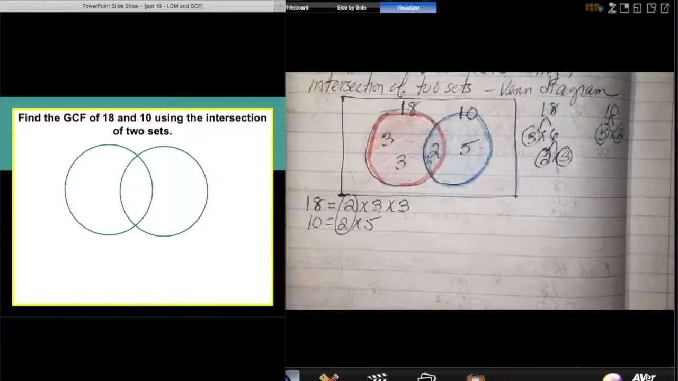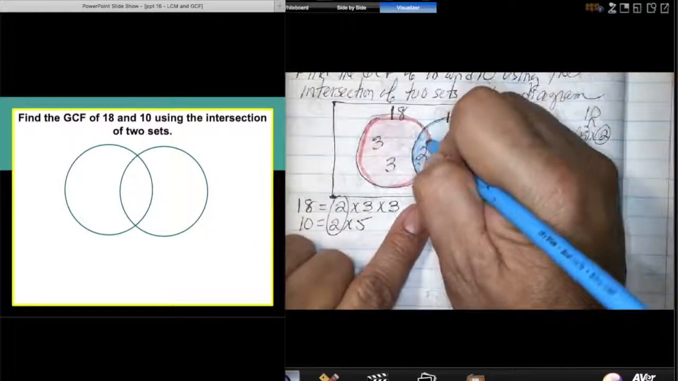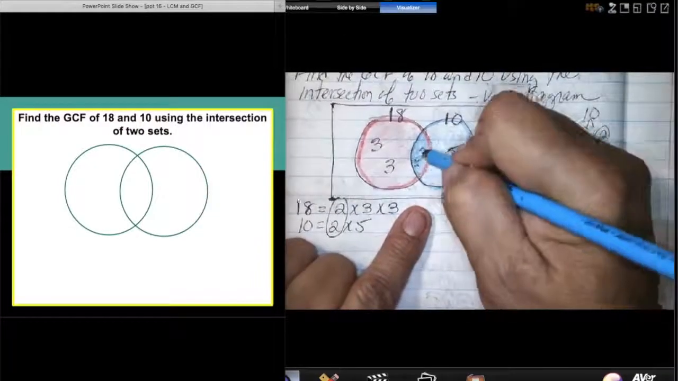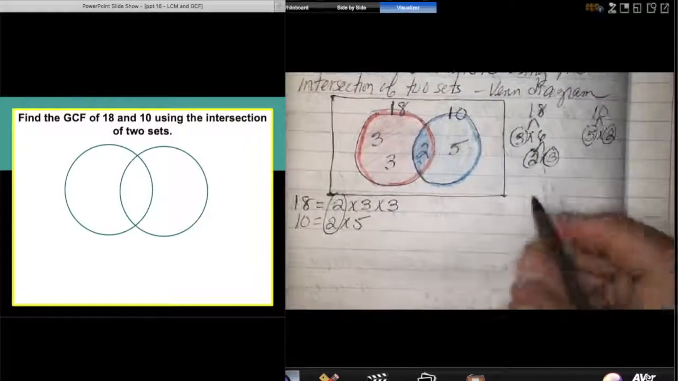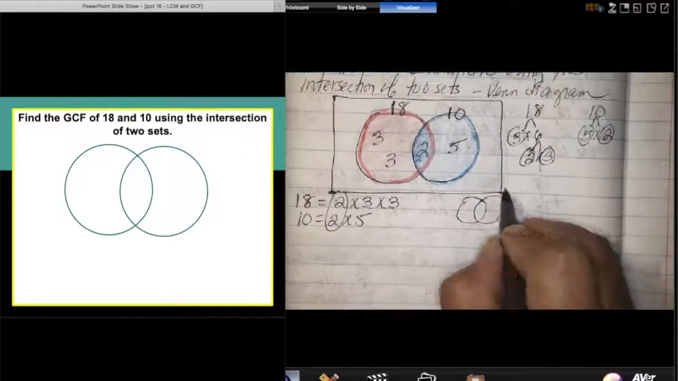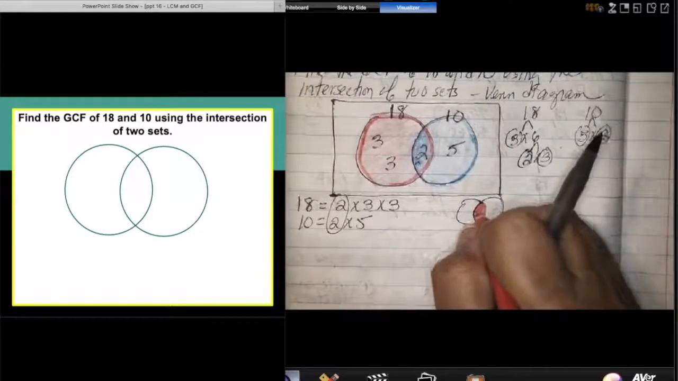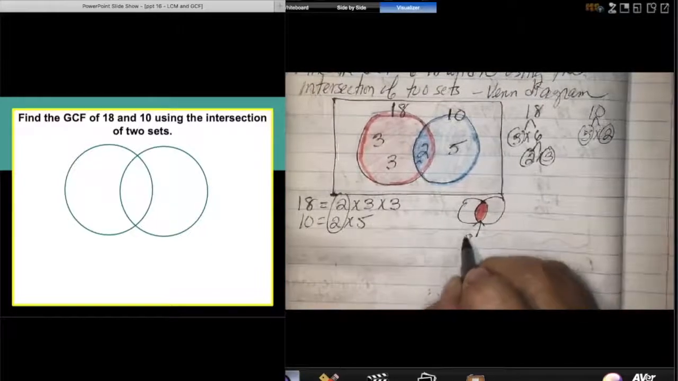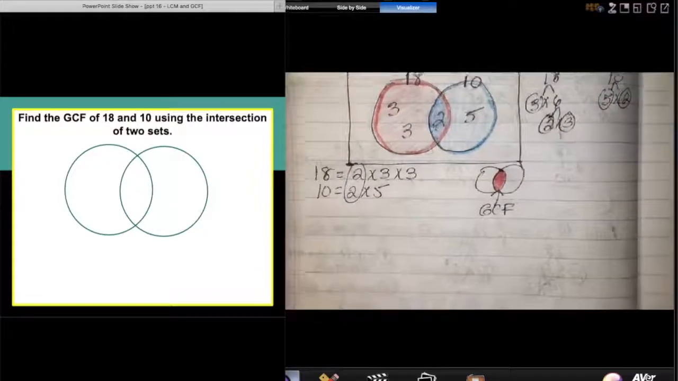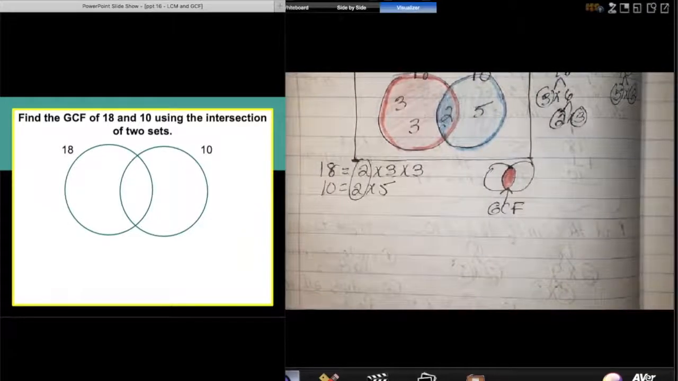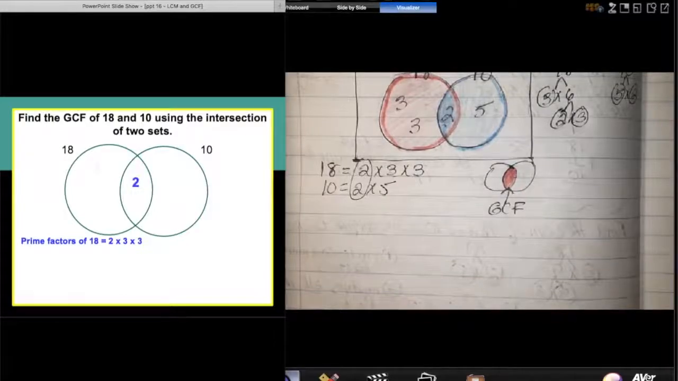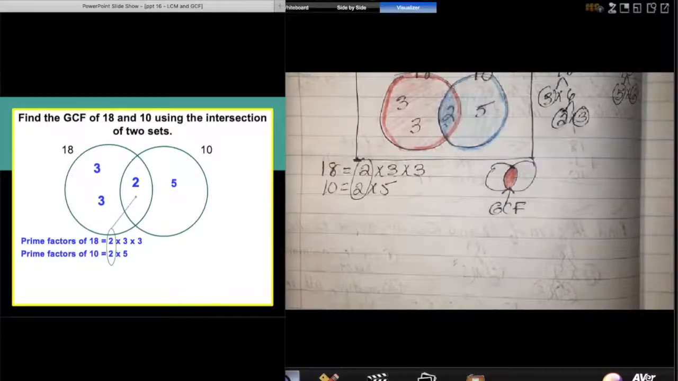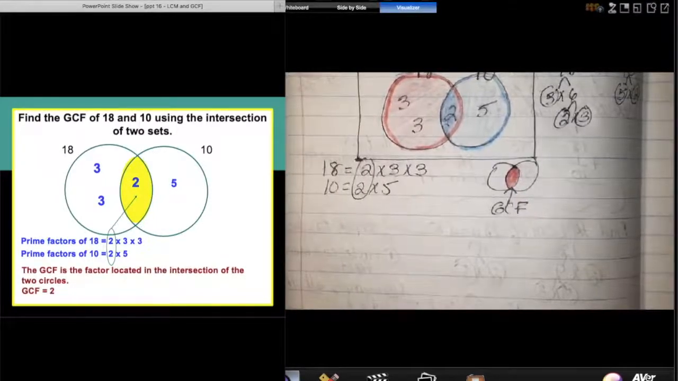It's hard to see there in the video, but this is darker. Does that help? There we go. That's the darker center part, the intersection. Whenever I'm looking at GCF, let's do a quick sketch here. Maybe it's easier to see. The numbers in that center part represent the GCF. The GCF is the factor located in the intersection of the two circles, in this case, 2.